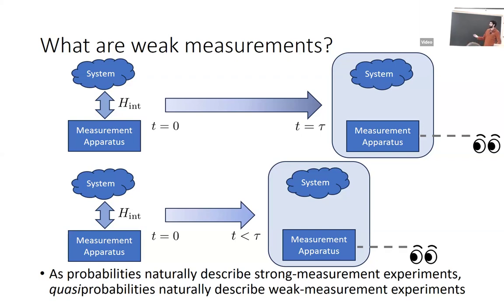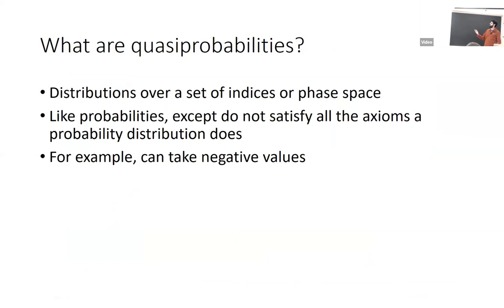Okay, so maybe I'm raising more questions than I'm answering, but what are these quasi-probabilities? Well, just like probabilities, they're a distribution over a set of indices, or maybe a continuous phase space. And they satisfy most, but not all, of the axioms that a probability does. So for example, they may sum up to 1, but certain elements can be negative, or, as we'll study, they can even be complex valued.